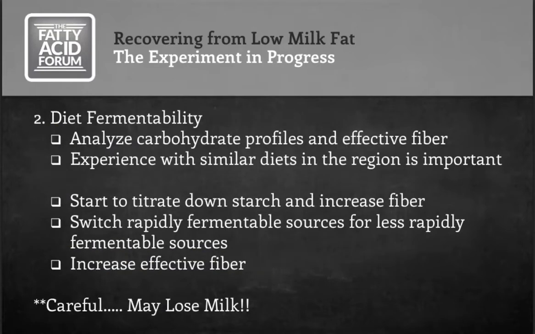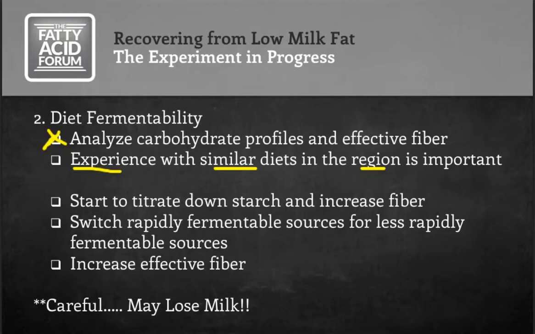The second thing to think about is diet fermentability. So analyze carbohydrate profile and effective fiber. Really, experience with similar diets in the region is really important. And this is why I can't give you a specific target number for NDF, starch, or effective fiber. It's going to be very different from region to region and herd to herd, depending on the type of diets and forage quality.